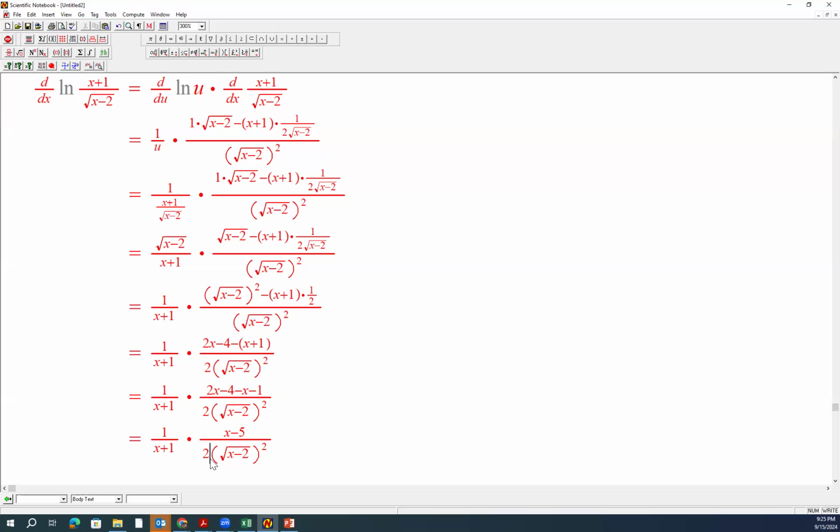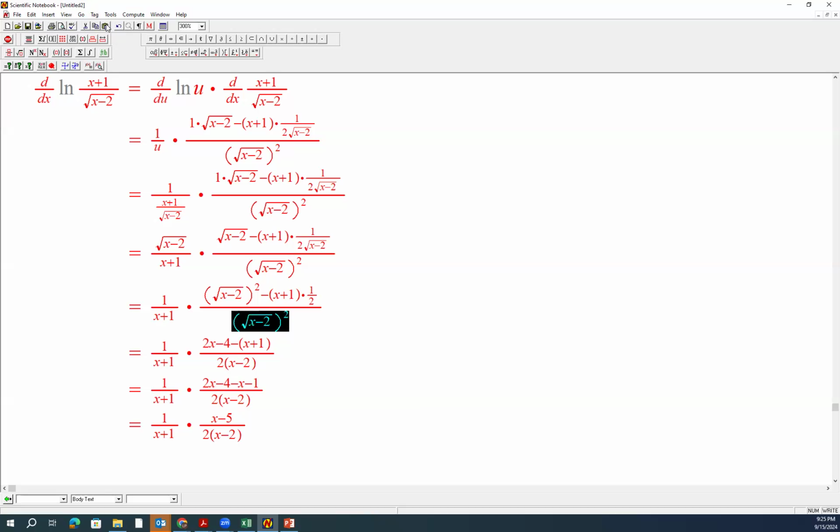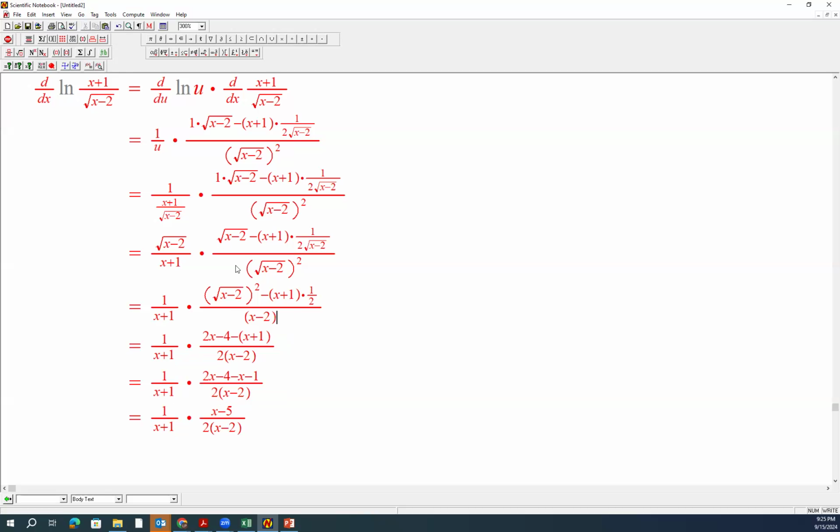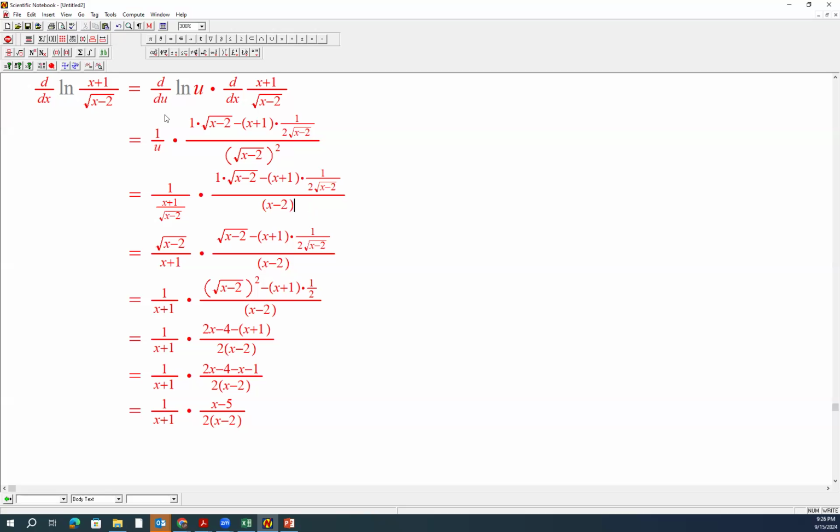Oh, here. Root of x minus 2 squared, that's really just x minus 2 twice. So that's really just x minus 2. In fact, we could have done that much earlier. Okay, so let me just do the substitution here. We could have done it much earlier, like that.